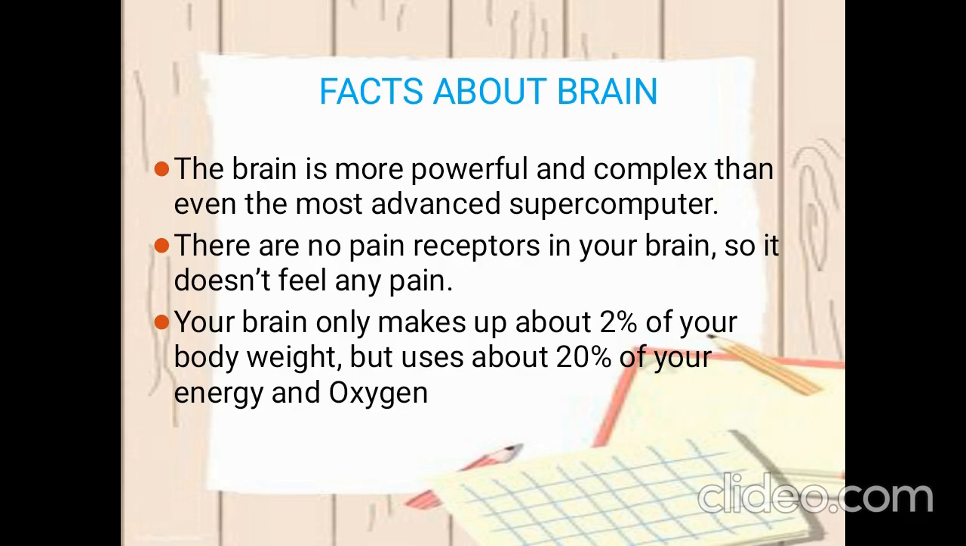Another point is that the brain has no pain receptors. In the remaining parts of our body, if an injury takes place, suddenly we suffer a lot of pain, and we start to shout because of that pain. Likewise, in the brain there are no pain receptors. If an injury takes place, we cannot have that much pain as in other parts of the body, right? So the brain has no pain receptors, so that it doesn't feel any pain.